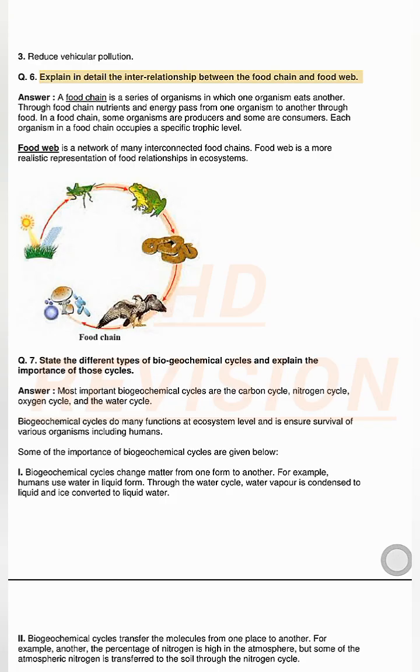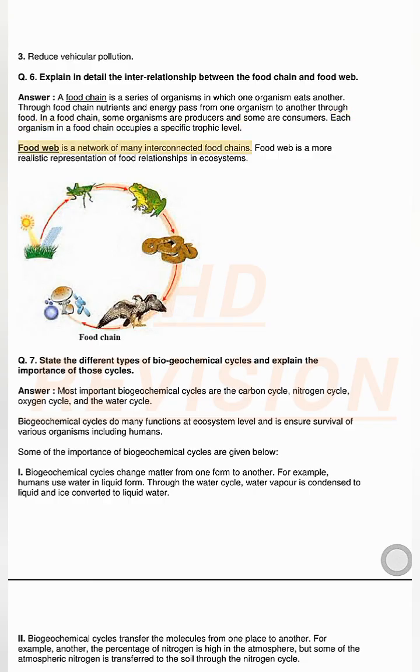Q6. Explain in detail the interrelationship between the food chain and food web. Answer. A food chain is a series of organisms in which one organism eats another. Through the food chain, nutrients and energy pass from one organism to another through food. In a food chain, some organisms are producers and some are consumers. Each organism in a food chain occupies a specific trophic level.